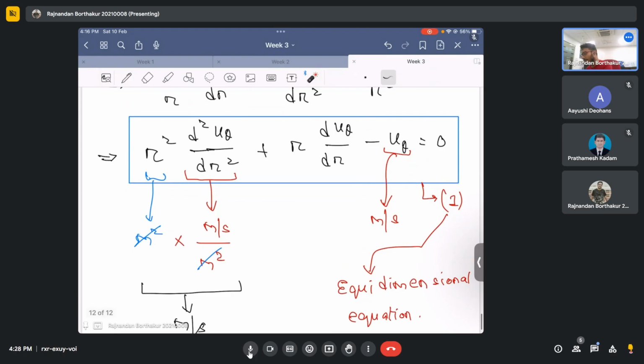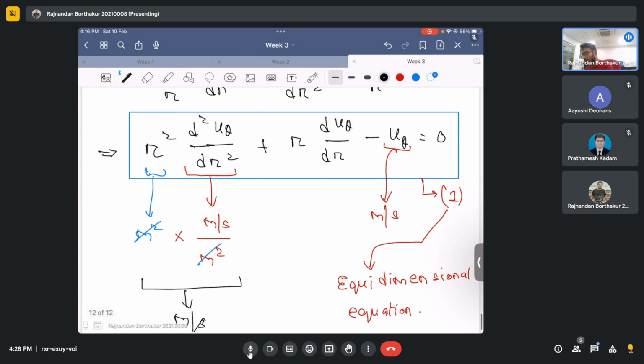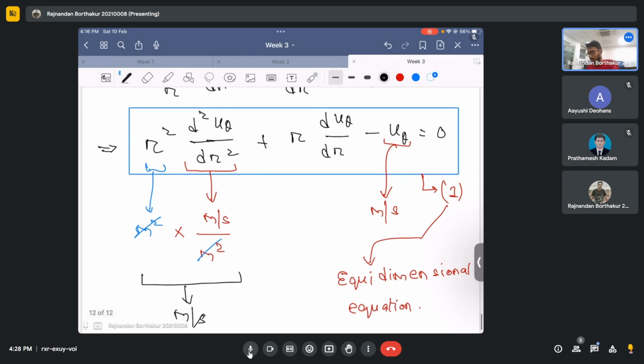Because ultimately, we just need to obtain this u theta, right? So can you tell me how we solve this? Do you have any idea how we solve this equidimensional equation? Again, this is not so trivial, and I understand this is new to you, but from now on you will at least know that if you get an equation of this sort, it is known as an equidimensional equation, and this is how we solve equidimensional equations.